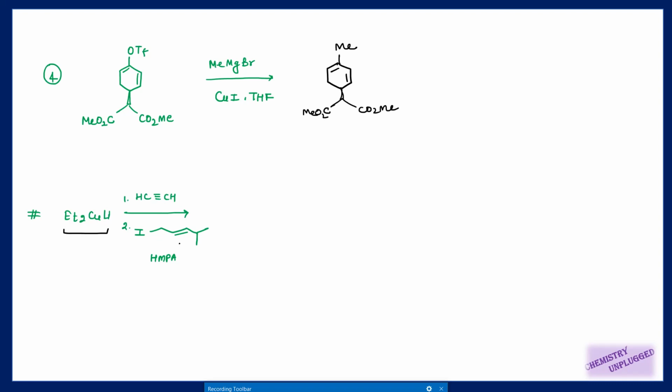Then we will use it with halide. So the first reaction is the reaction of this lithium diethyl cuprate with this acetylene. If you remember, with this copper compound we are using two alkyl groups, right? So we also need two acetylene here for this exchange.